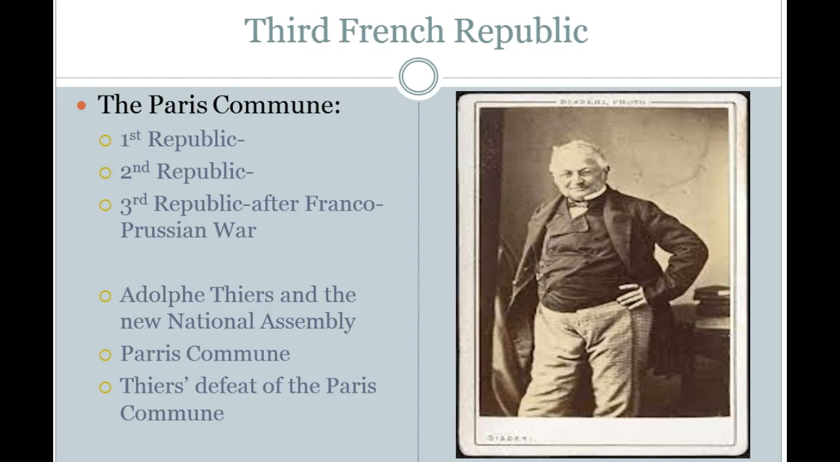We're going to see that the First Republic, if you remember, was under Robespierre. So that was our First Republic. The Second Republic was in 1848. And now we're in our Third Republic. So here we go. And then they're going to have more after. We'll just keep changing governments in France.